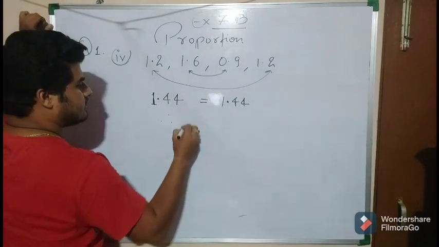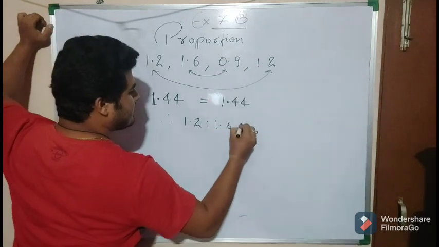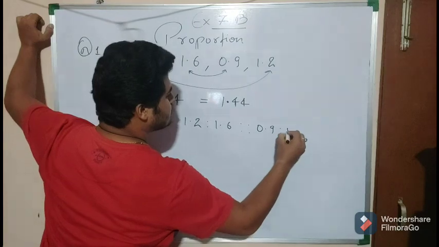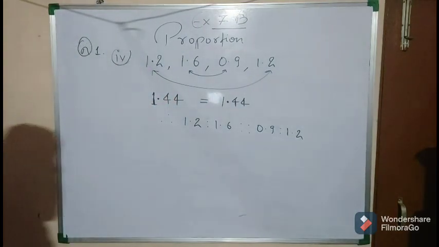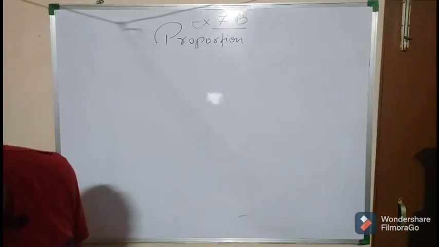Therefore 1.2 is to 1.6 as 0.9 is to 1.2. Yes, they are in proportion. Let's see question number second.